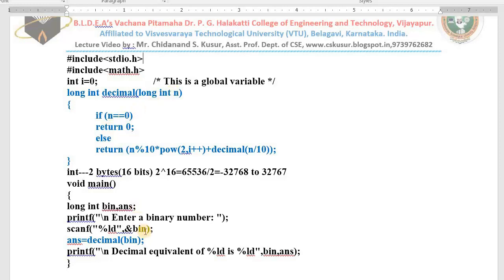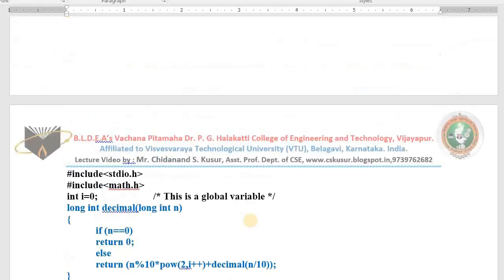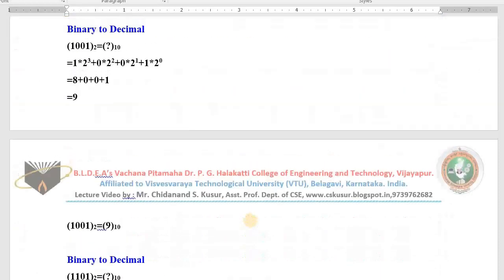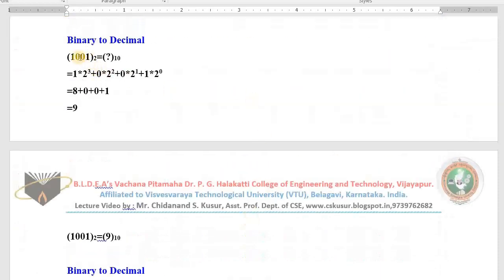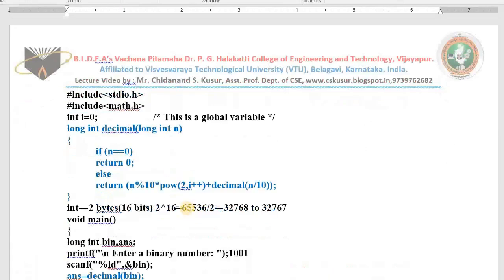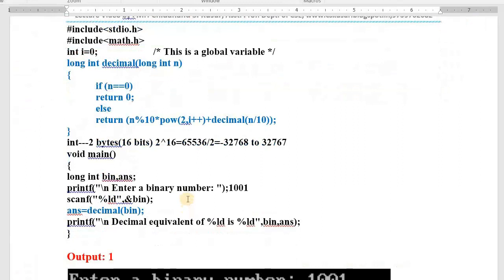See here, I explain how this program works. Let us give the input as 1001. Already we know the decimal equivalent of 1001, we just solved it. What is the decimal equivalent of the binary 1001? That is 9. Now how this works I explain to you. Let us assume the given input is 1001. That will be stored in which variable, do you know? That will be stored in the binary variable. See here, 1001.